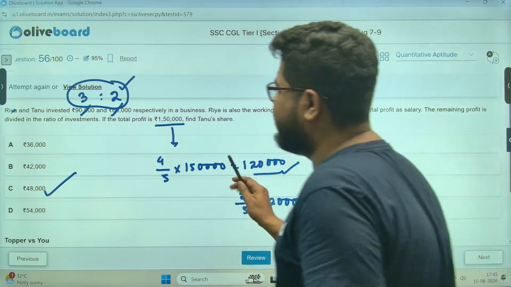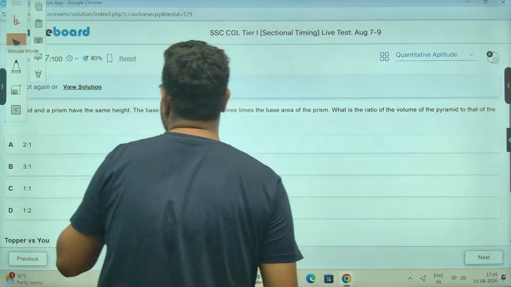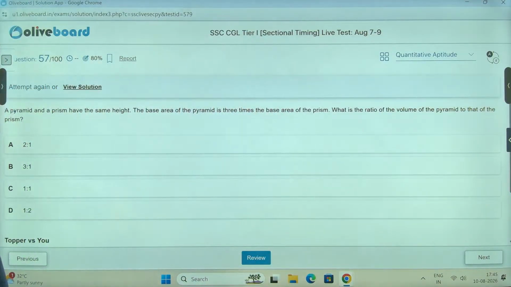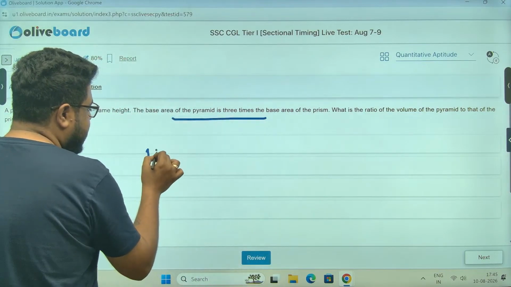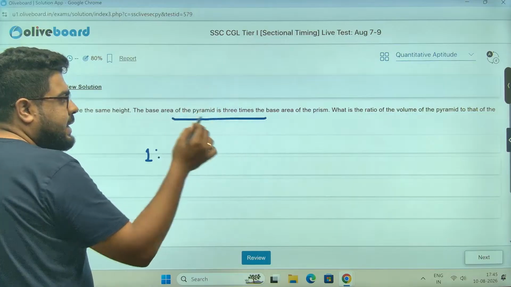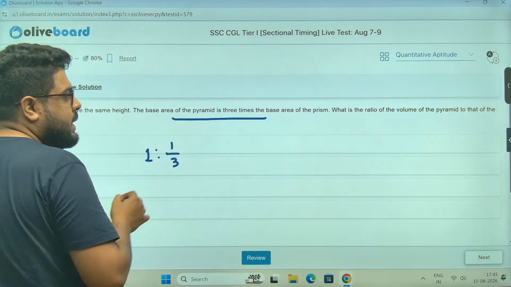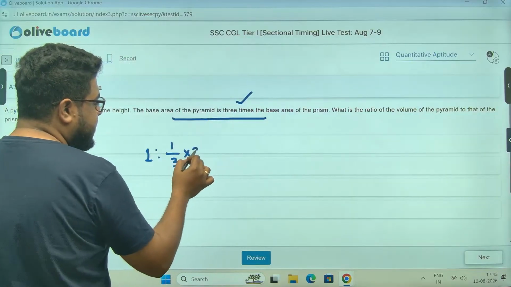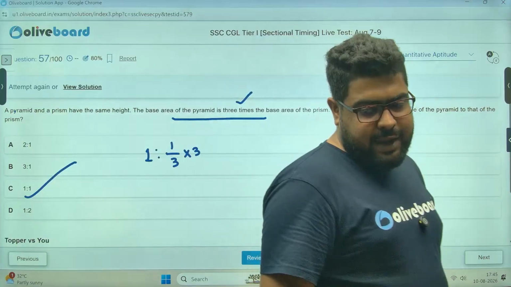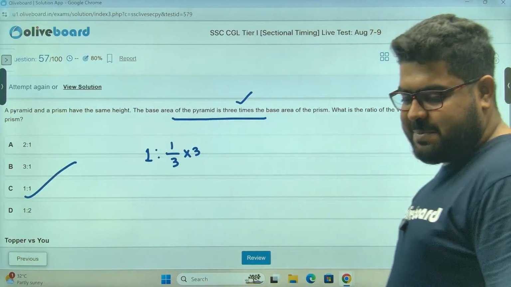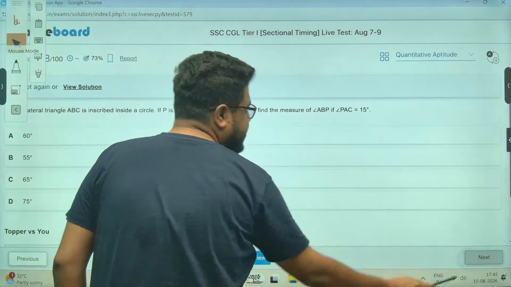Again, very simple. We have done 6 questions so far. All 6 were very simple to do. Next one: pyramid and prism with the same height. Base area of pyramid is 3 times. 1:1 will be the answer. Please understand. For a prism and pyramid, if the height and base are the same, the ratio is 1:1/3. Now 3 times is given, so this will get multiplied by 3. So my answer will be 1:1, option C once again. A particular affinity towards option C so far. Next one, please.